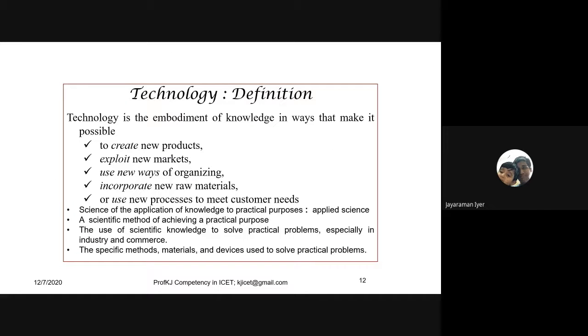Technology. What is it he says? Create new products, exploit new markets, use new ways of organizing, incorporate new raw material. This is what it is. You take the tungsten filament lamp, throw it out, bring another element and try to build the same tube light or carbon film lamp or anything like that. That is beautiful. Okay, technology.